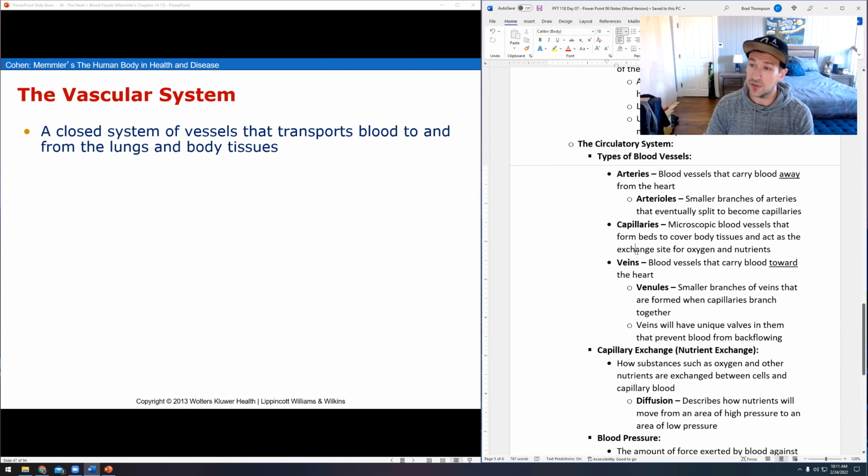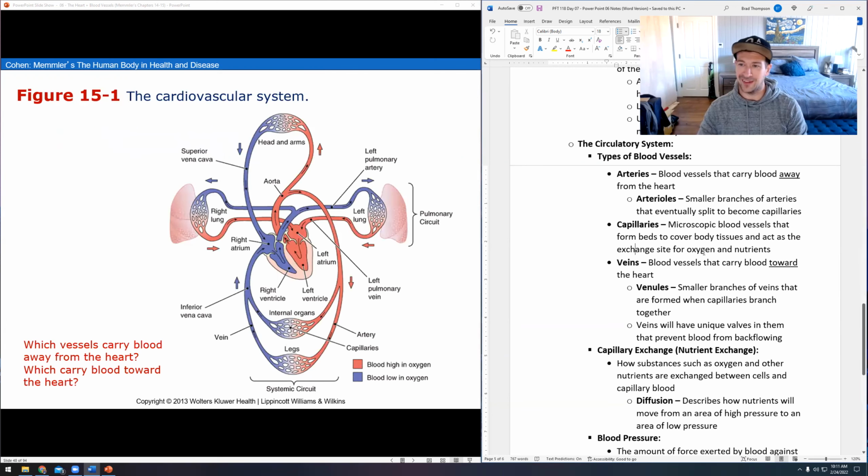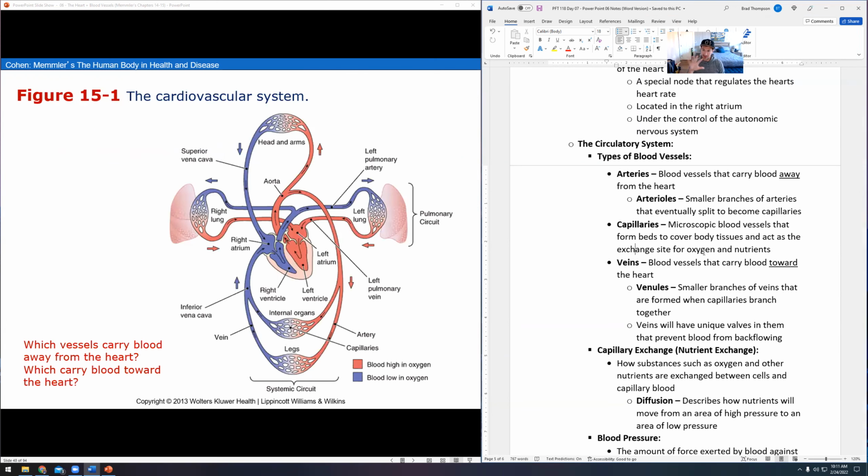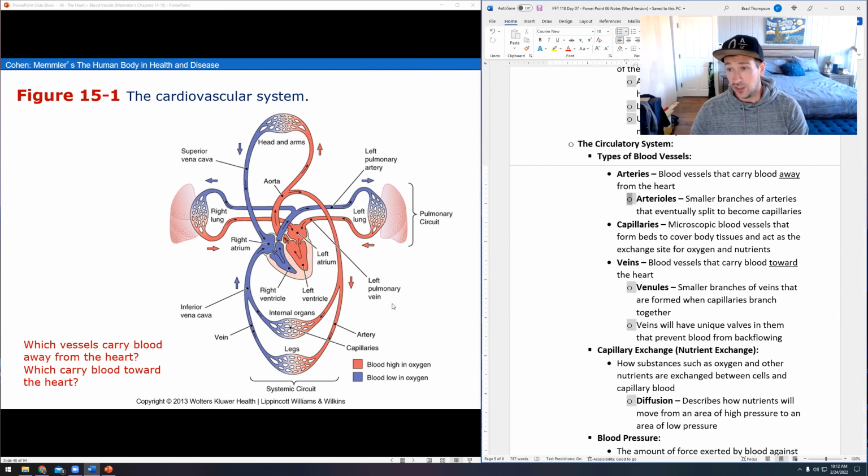So this is a closed series of tubes. Now, this is where some more memorization and vocabulary comes in. We worked on the chambers of the heart earlier. Well, now we have to memorize which blood vessels are which, right? You're going to have 3 types of blood vessels. That's an easier way to think about it. So you've got 3 types of blood vessels here.